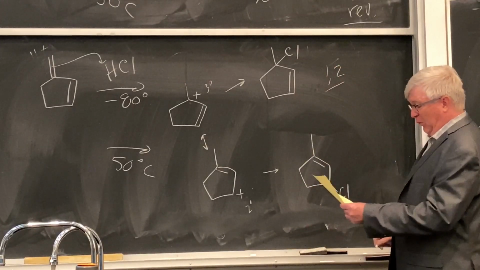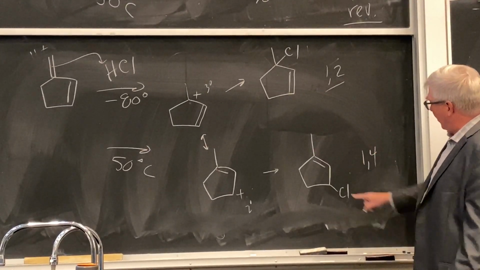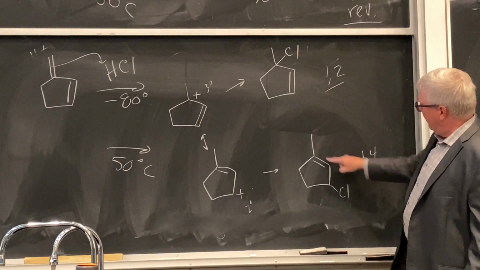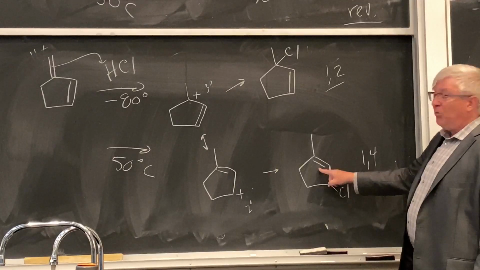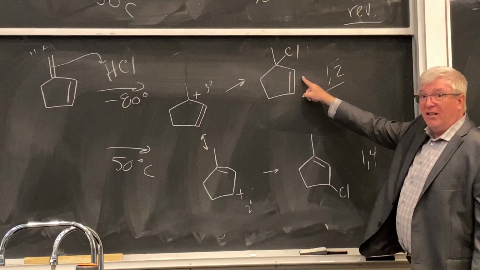And that is formed in 75% yield. You can get that. And we call that the 1,4 product, right? 1, 2, 3, 4. So there's where our electrophile added out here. There's where the nucleophile. Why? At higher temperature, it's a thermodynamic product. This one is a more stable product than this one, but this one forms faster at low temperature.